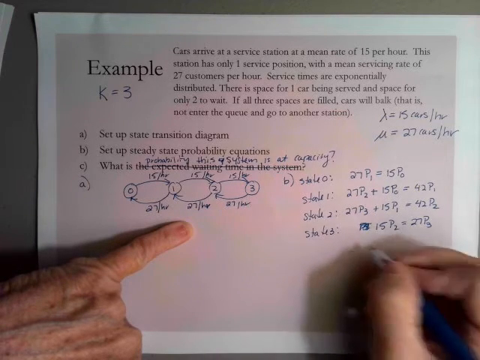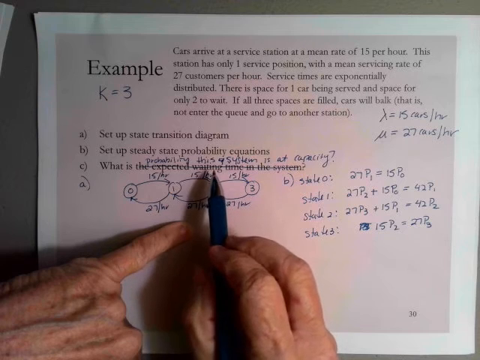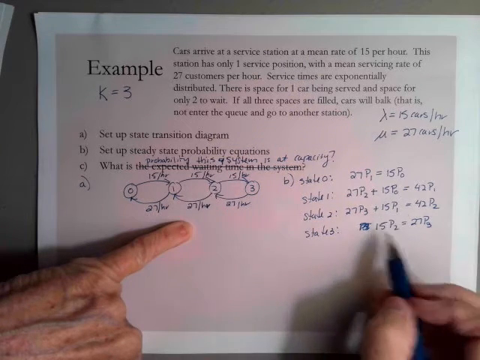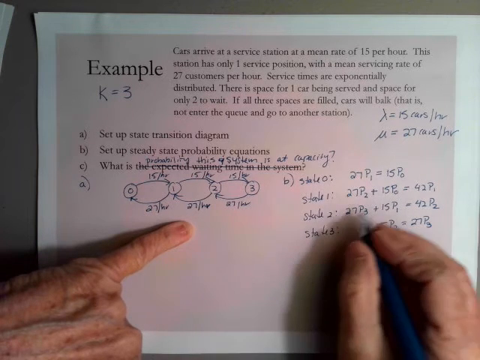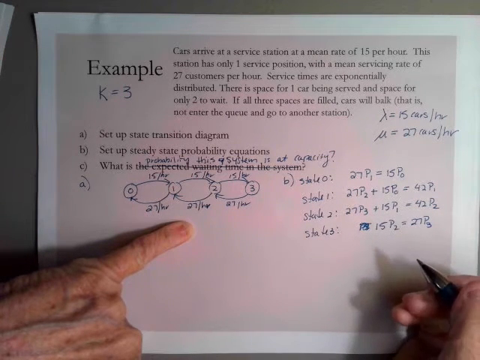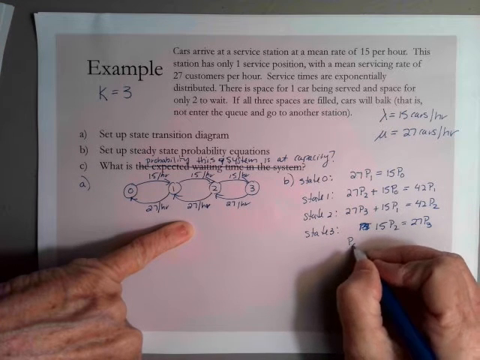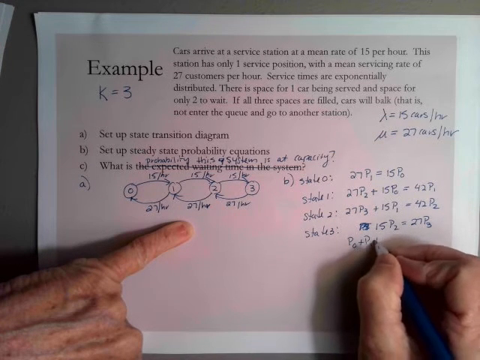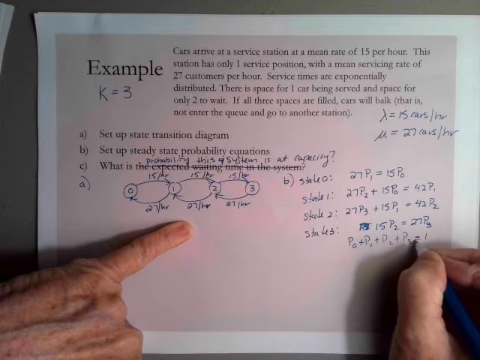And of course we know that these are not linearly independent. So if we wanted to solve for these, and it is pretty easy to solve for them, by the way, we have to add the additional equation that all of those probabilities have to equal 1.